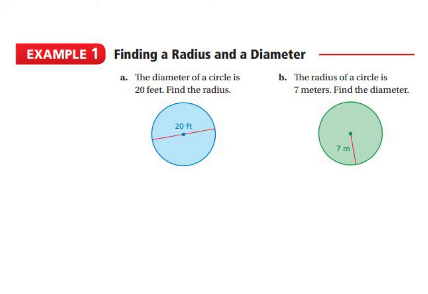So knowing that, we want to find a radius and a diameter. If the diameter of the circle is 20 feet, then what's the radius? We would look here, and half of 20 would be 10 feet. The radius of a circle is 7 meters, so find the diameter. So the diameter would be double the radius, so that would be 14 meters.